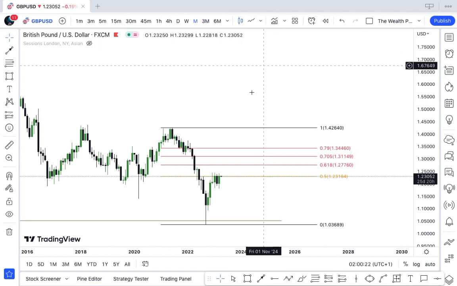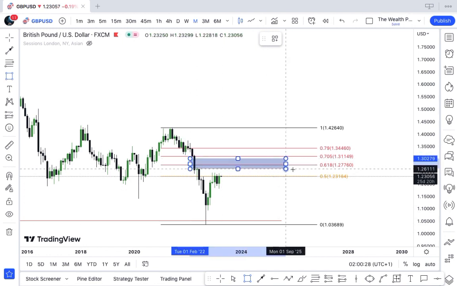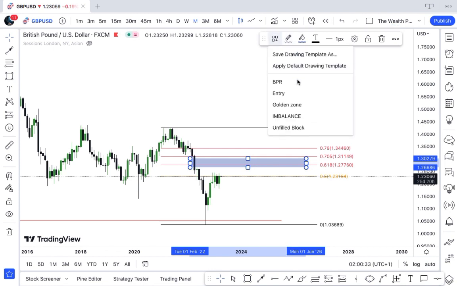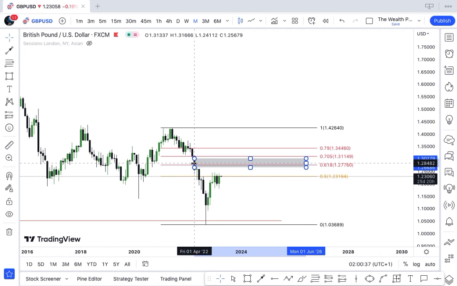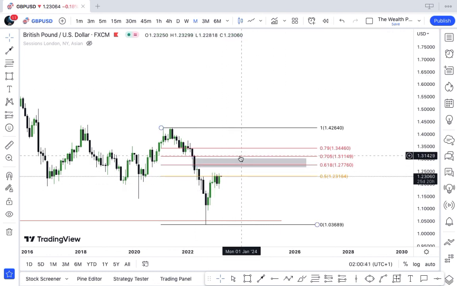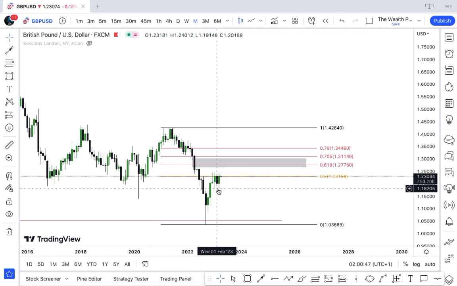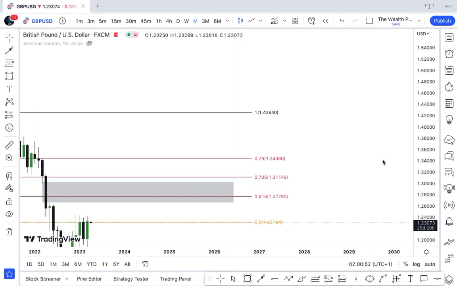Okay, so now price could probably reach for this level of imbalance here. So that is what I'm looking at, this level of imbalance here. All right, so now this level of imbalance becomes our point of reference for what price could probably do on the monthly time frame.